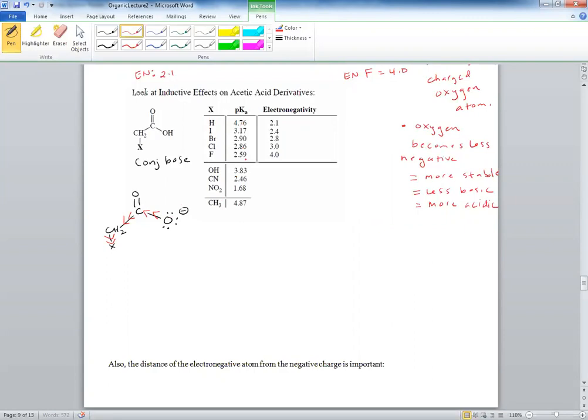So let's look at the pattern here. We notice that the pKa goes down when it's more electronegative. So with H, it's only a 4.76 as a pKa, and now we see here that with increasing electronegativity, we notice that the acidity is increasing. Okay, so the acidity is increasing.